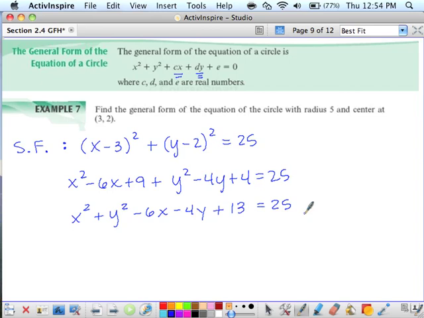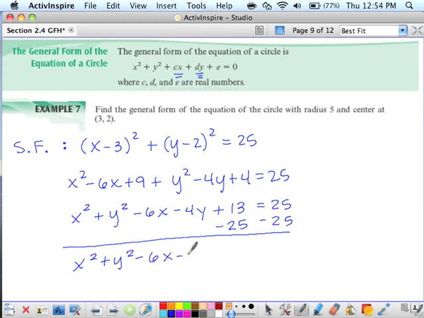It's not considered in general form until it's equal to 0. So now I need to just move the 25 to the other side. And that gives me x squared plus y squared minus 6x minus 4y minus what? 12. Minus 12 equals 0. So my e value for this particular equation turns out to be -12.